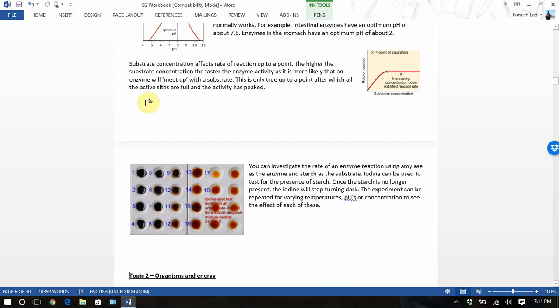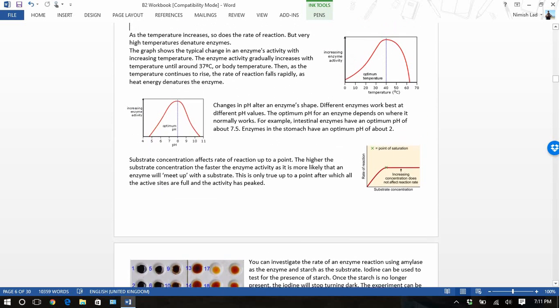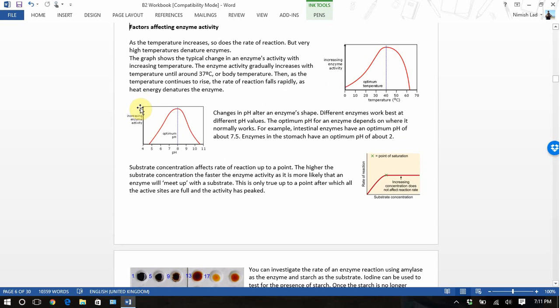So what factors can actually affect the activity of enzymes? So as temperatures increase, so does the rate of reaction. But at high temperatures, these enzymes denature, so they change shape, so therefore enzyme activity doesn't take place. The graph shows a typical change in enzyme activity with increasing temperature. So it usually increases to an optimum point and then it decreases. The optimum point can vary between different enzymes. If it's inside the body, it's usually about 37–40 degrees Celsius.